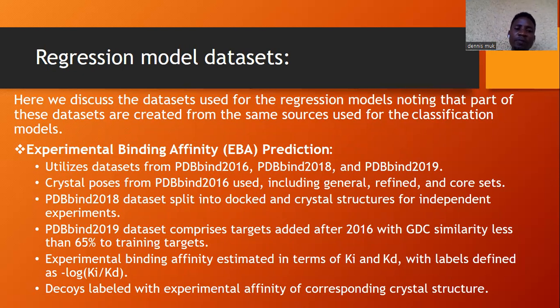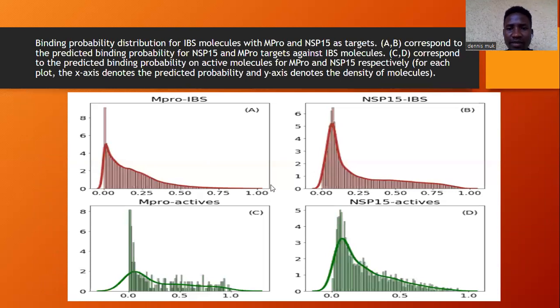So the experimental binding affinity, which is the EBA, is estimated in terms of the Ki and Kd, with labels defined as log Ki/Kd, which is explained down here in the four graphs that we have here. So we have graph A, graph B, graph C, and graph D, where graph A is MPRO, NSP15, IBS as graph B, then MPRO down, which is active and inactive.